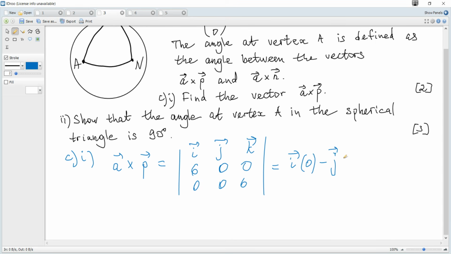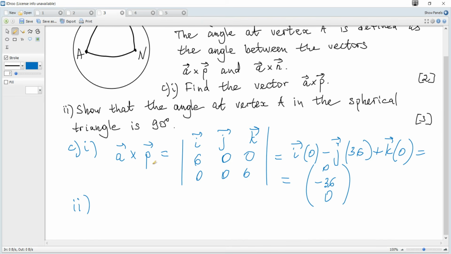Minus J times the determinant of this 2 by 2 matrix, this product minus this product, so it's 36 minus 0, it's 36. Plus K times the determinant of this 2 by 2 matrix, it's 6 times 0 minus 0, which is 0. So it's the vector negative 36J, or 0, negative 36, 0.